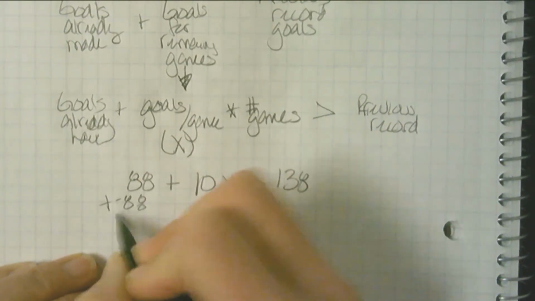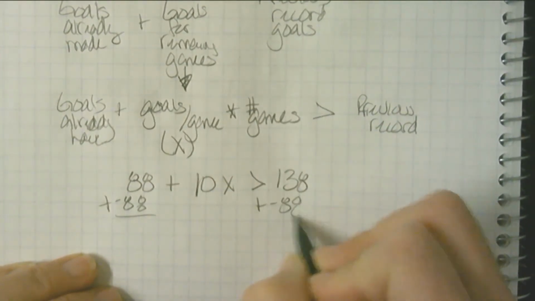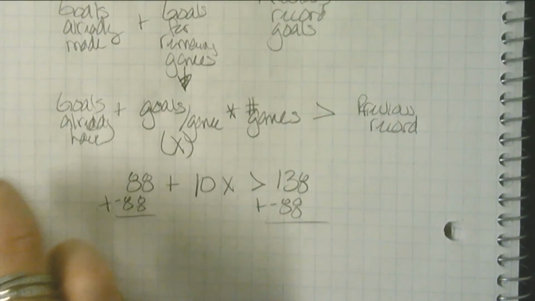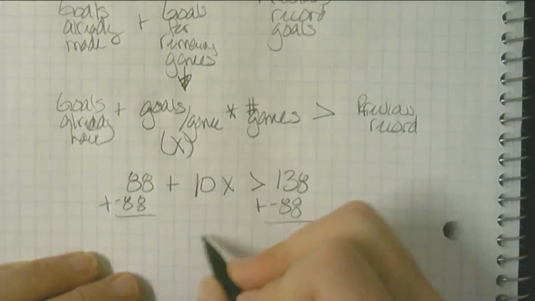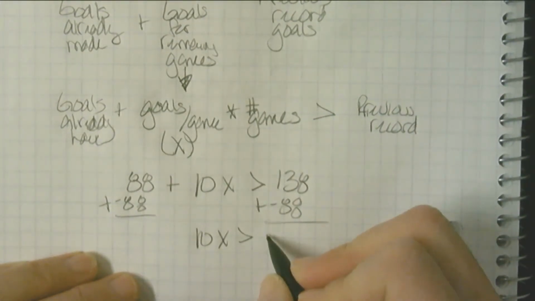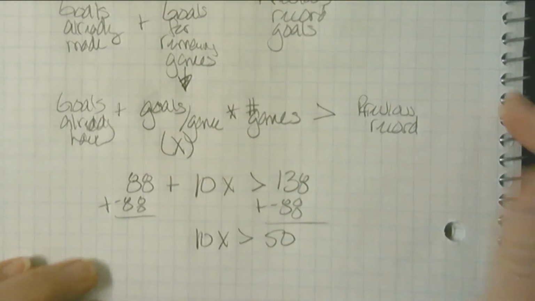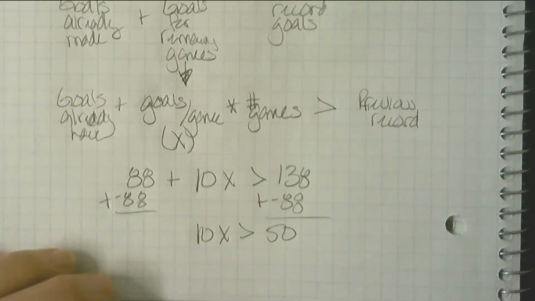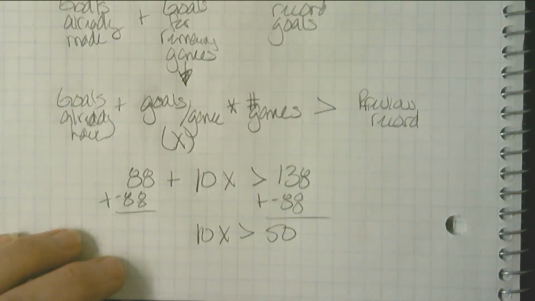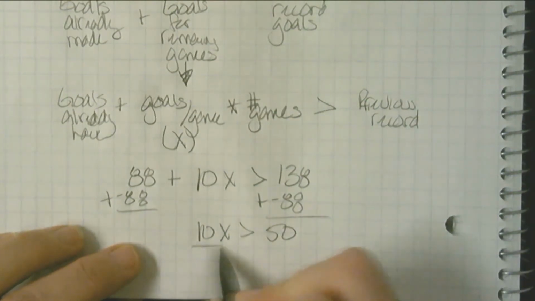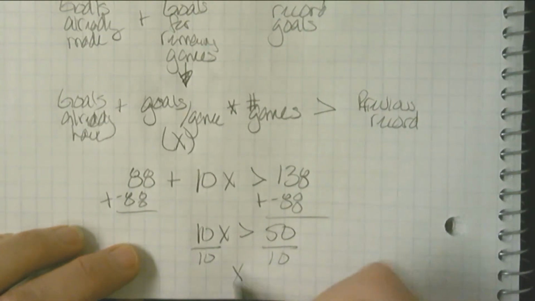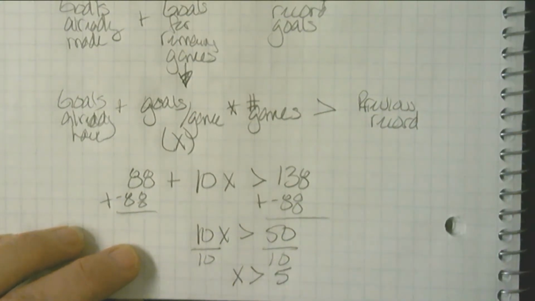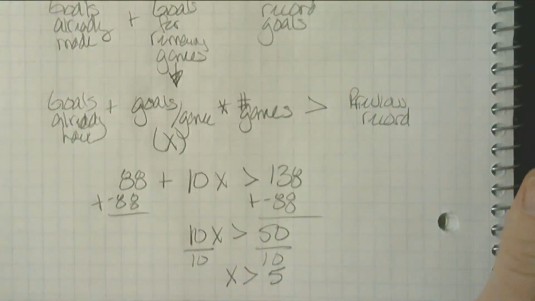Excellent. I'm going to add a negative 88 to both sides. So I have 138 minus 88. And I end up with 10x is greater than 50. Danny, now what? Excellent. So x is greater than 5. What does that mean? What does that mean, x is greater than 5? Ada?